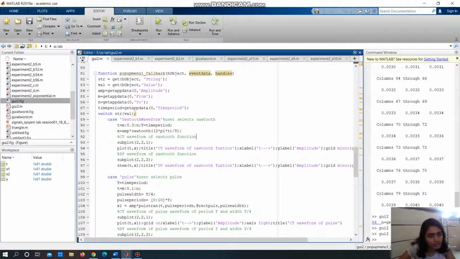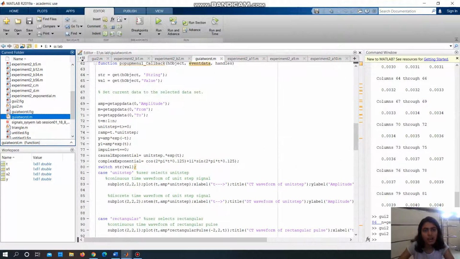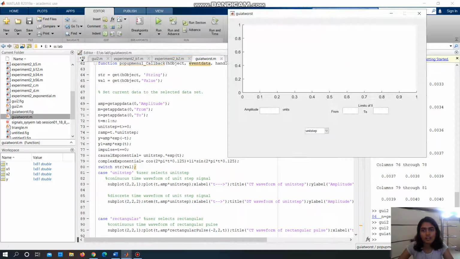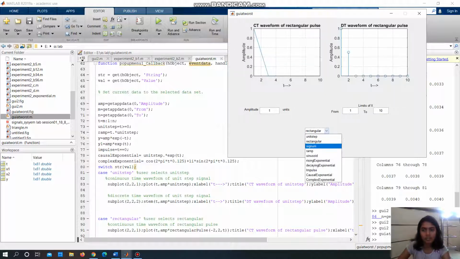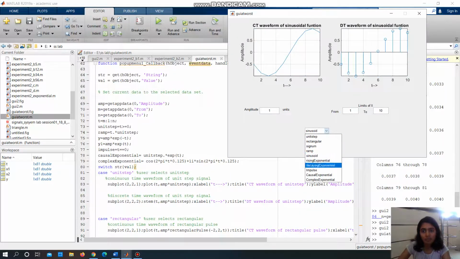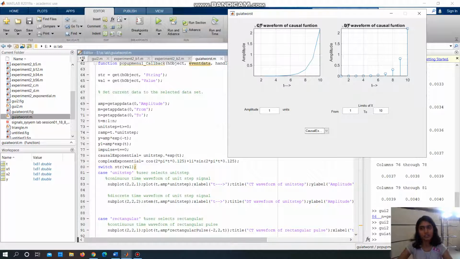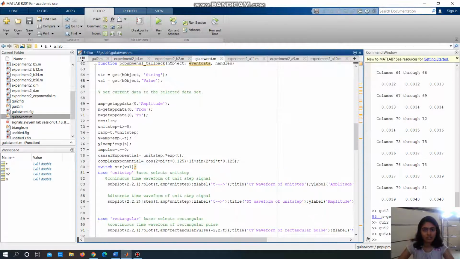And for the first question, this is the GUI that I have got. We can get different functions in this way. We can change their amplitude. We can give the values from where to where it starts, and we are getting both the CT and the DT waveforms.